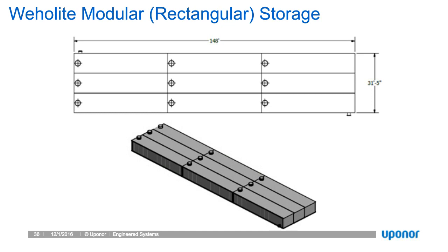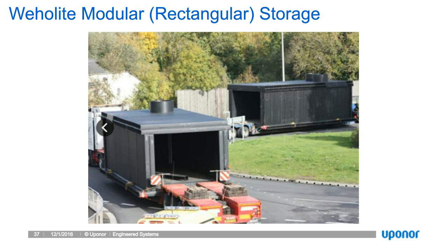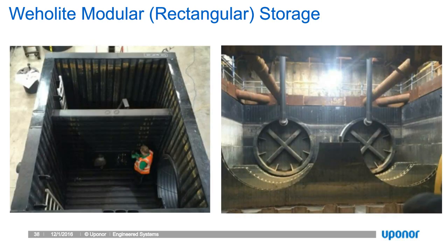Here you see a photo of a dual structure system being shipped out to the field. Those two units would be connected end-to-end, and we provide an inside and outside fusion weld to connect the two structures to provide one continuous rectangular storage structure in the field using the Weholite Modular application. But that's not the limit of it for storage. Anything that you can think of that you would have approached with concrete, steel, or fiberglass as a rectangular structure, we can now manufacture out of Weholite Modular.